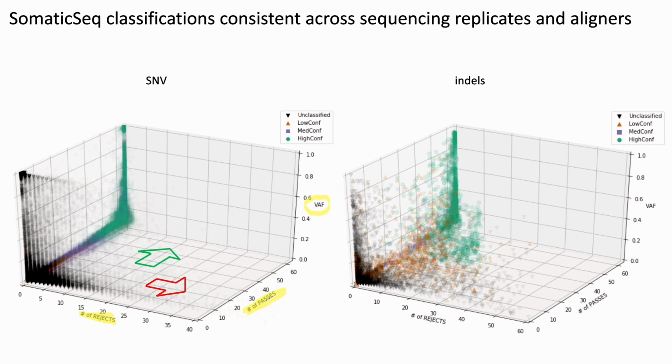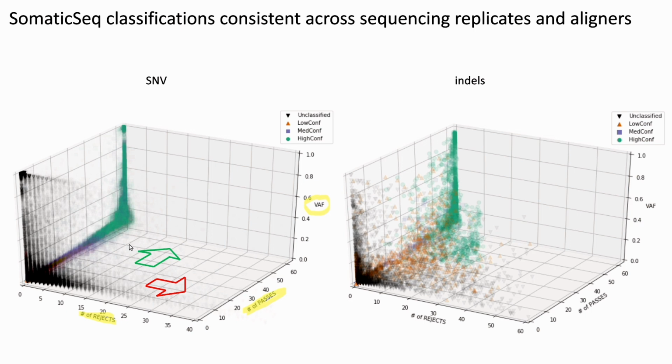Just a note, the number of pass and reject won't always add up to 63, because if a variant is not called by any of the 6 callers, then SomaticSeq won't have a chance to classify it either way. If there are many variants in the middle of the XY plane, it means that there are many calls where SomaticSeq disagrees with its status from replicate to replicate.